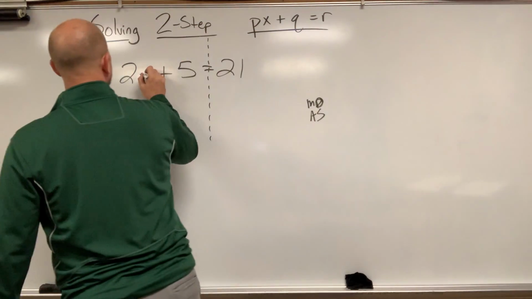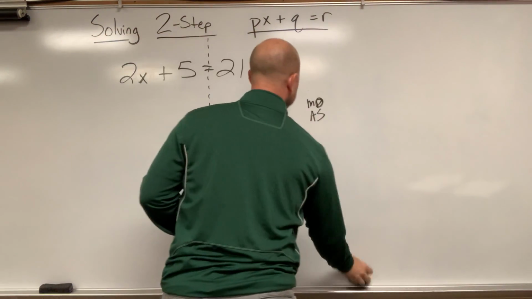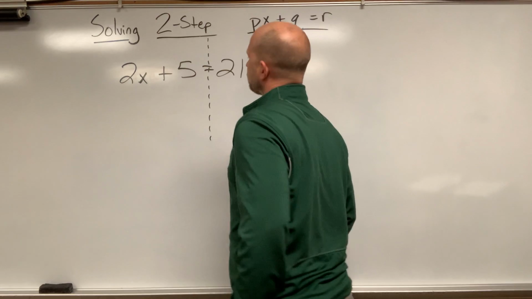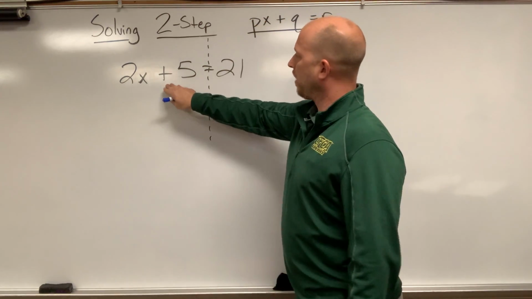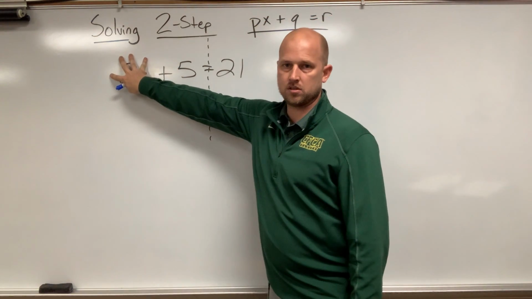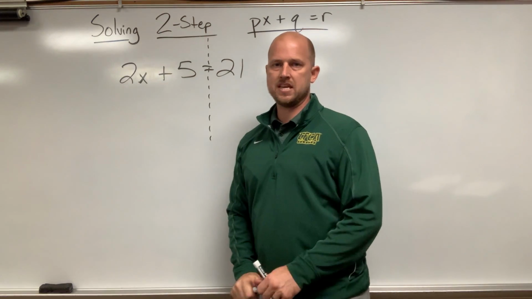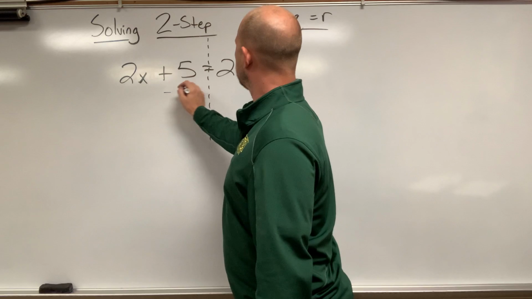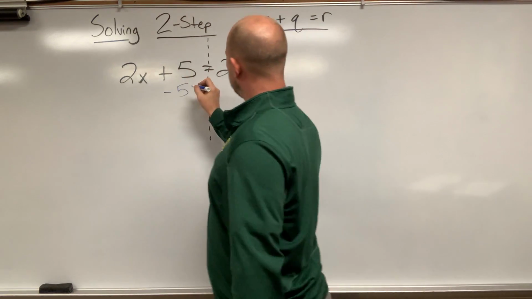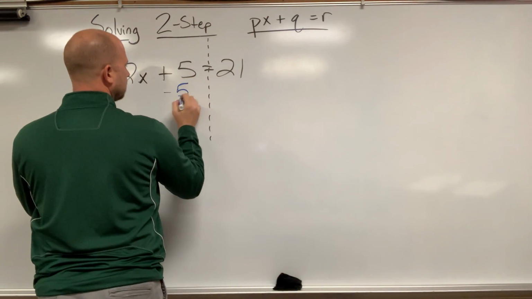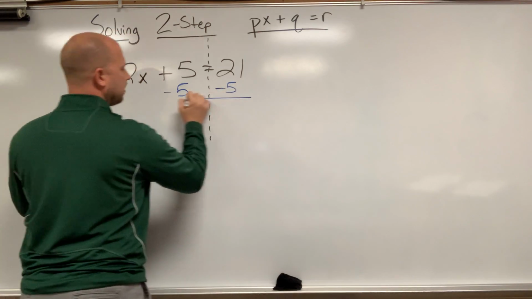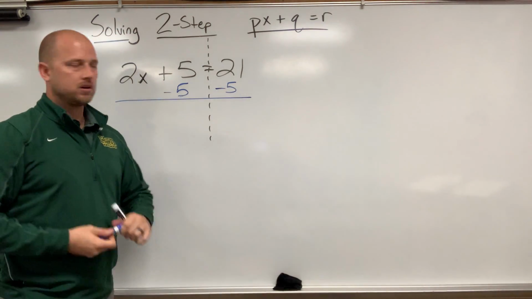Okay, so let's look at that and focus there. Let me take this down. Now, we're adding 5 to this, so we need to do the opposite of adding 5, the inverse operation: subtract 5. What you do to one side, and this is important, you must do to the other.